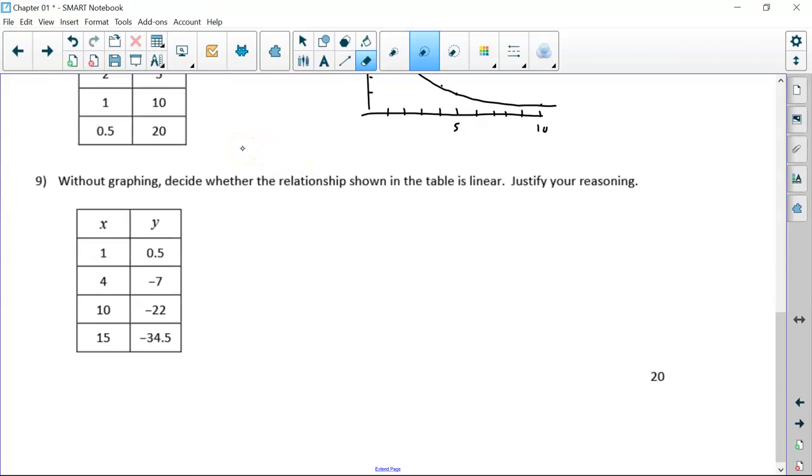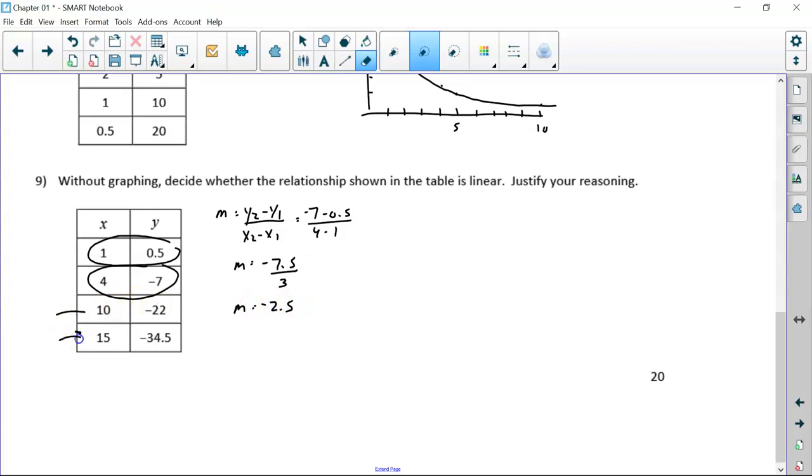So what we can do is pick 2 points. I'm going to pick these 2 points, and I'm going to find the slope. If it's linear, the slope between 2 sets of points should be the same. So for our slope, m equals y2 minus y1 over x2 minus x1. Negative 7 minus 0.5 over 4 minus 1. So the slope is going to be negative 7.5 divided by 3. And that's going to be negative 2.5.